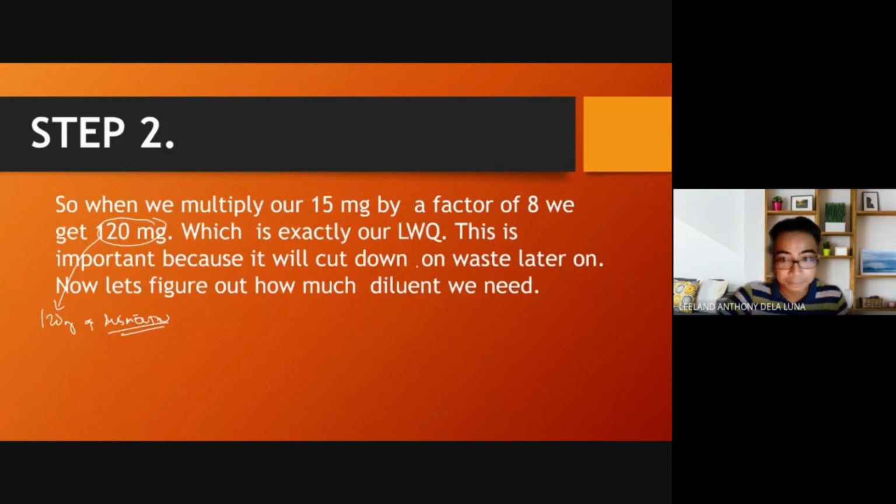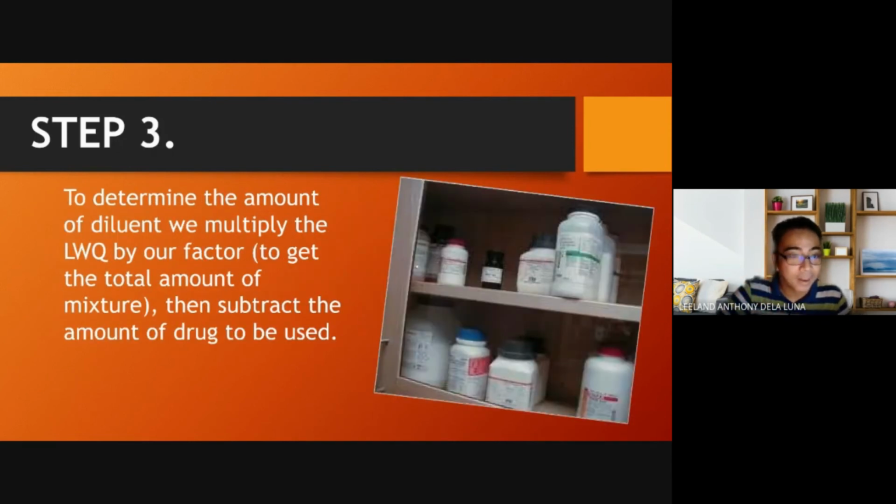Okay? All right. Now, ang next step natin, class, is to determine the amount of diluent. Okay? Kasi ang gagamitin ko dito is, tandaan nyo, 120 milligrams ng augmentin. I need to dilute this, class. Kailangan ko i-dilute to para mahati ko or makuha ko yung 15 milligrams.